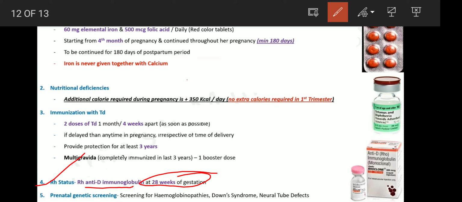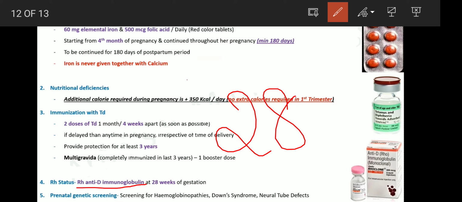If the mother is RH negative and the child is RH positive, then an immune response will develop in the mother. Antibodies against the RH antigen will develop, resulting in fetal hemolysis, and immunization against it is very important to prevent erythroblastosis fetalis. So the RH status and the RH anti-D immunoglobulin at 28 weeks of gestation.